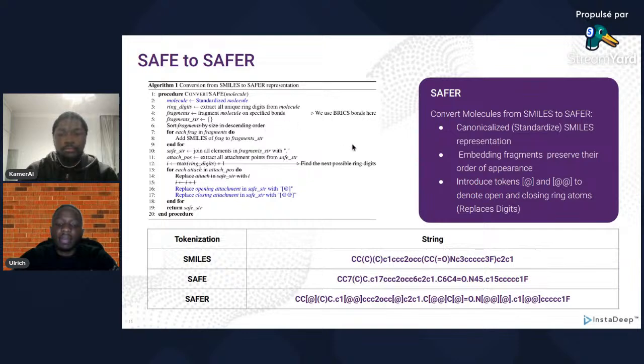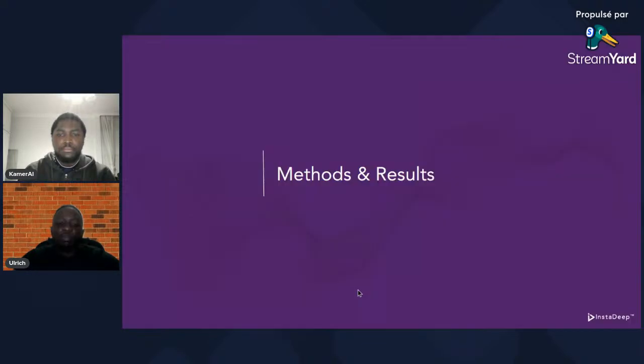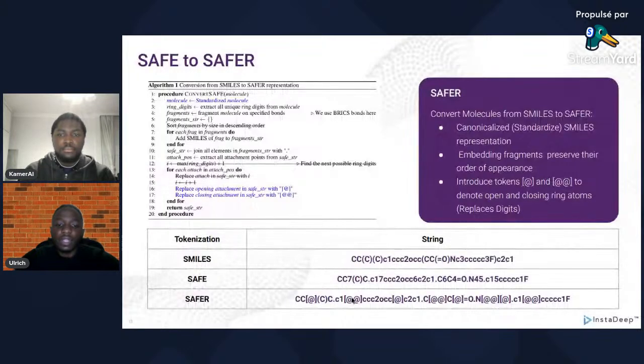The main thing was to remove the dependence on the numbers, because these numbers that represent the branches are generally what makes it difficult to capture the branching points, and that leads to unfragmented molecules. So the idea was to fragment the molecules, preserve the order, and use these two specific tokens to represent branching points. When there's an open ring, the model should expect the next token to correspond to the matching point of that open ring. So that was the idea.